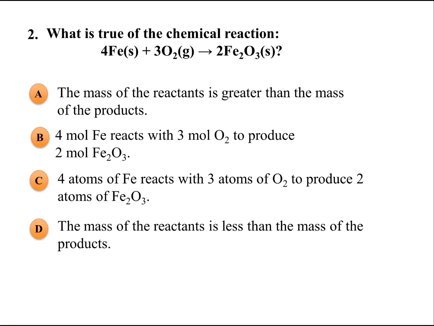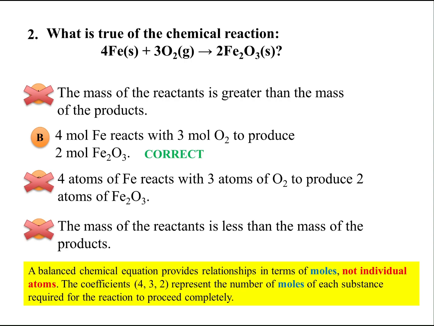What is true of the chemical reaction? The correct answer is B, because the coefficients 4, 3, and 2 represent the number of moles, not the number of atoms.